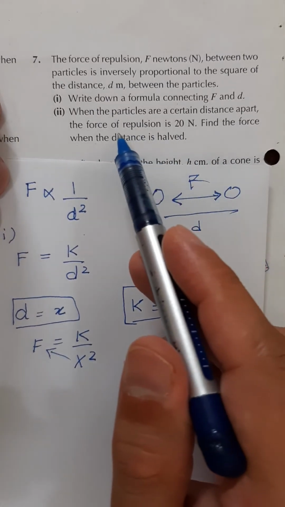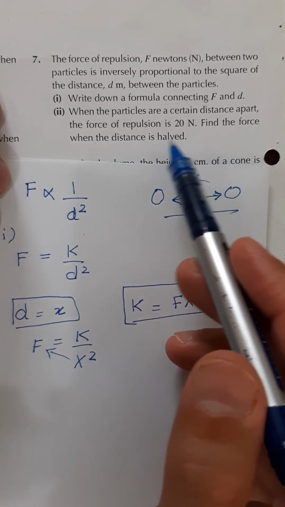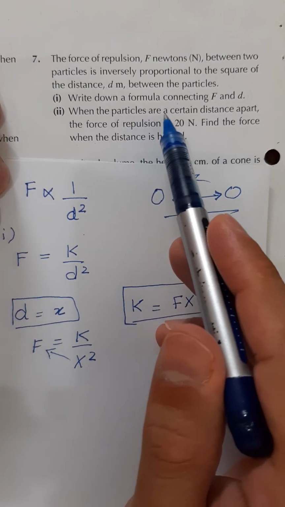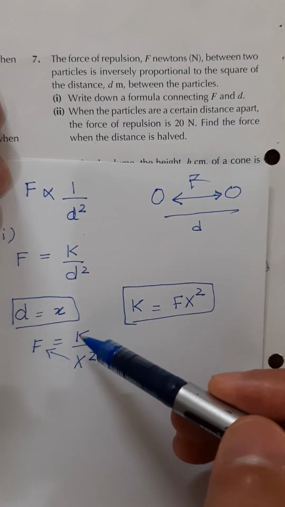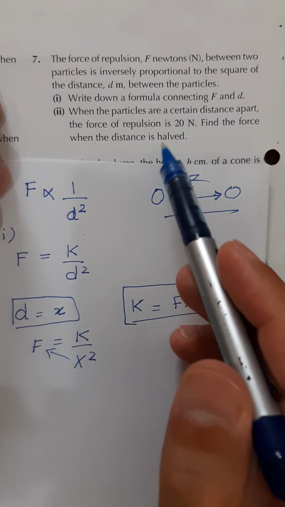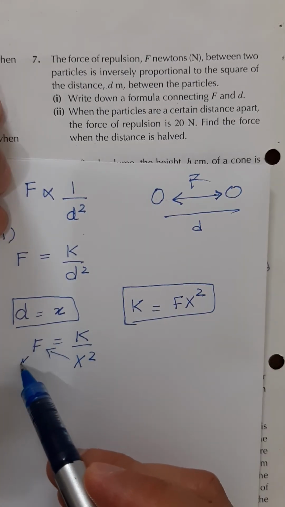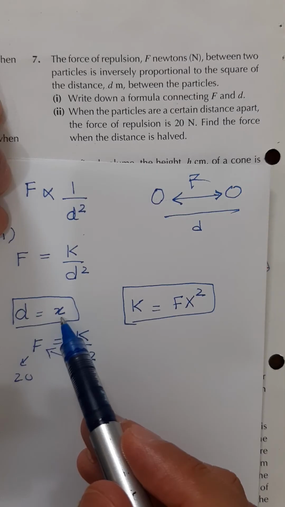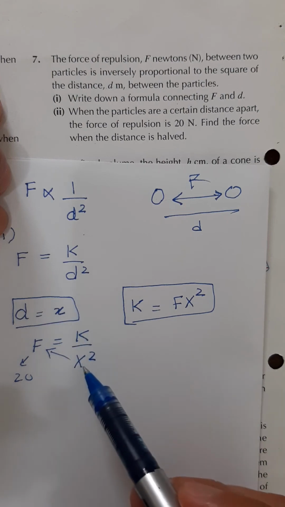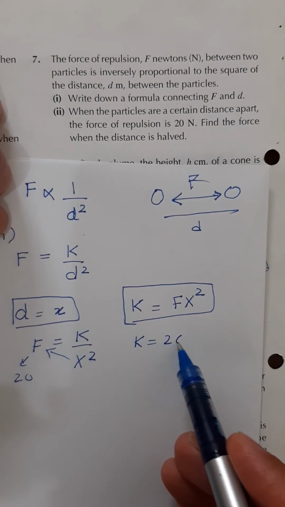Now they have asked you to find the force when the distance is halved. However, they have also given you that when the particles are a certain distance apart, meaning when the particles are x distance apart, your value for F is 20. They have also given you the value for F here: when distance is equal to x, F is equal to 20. So just putting the value for F, K will be 20x square.